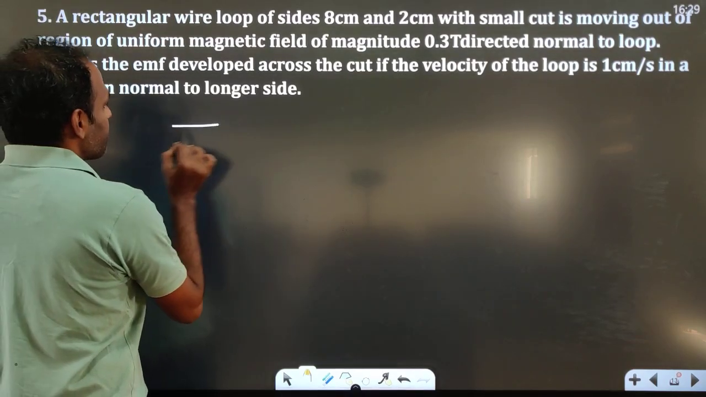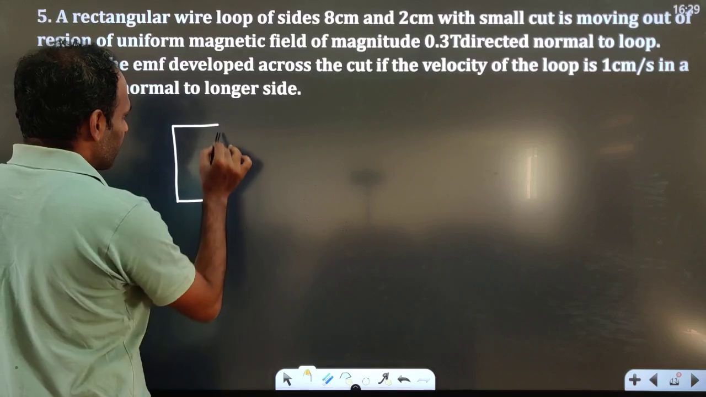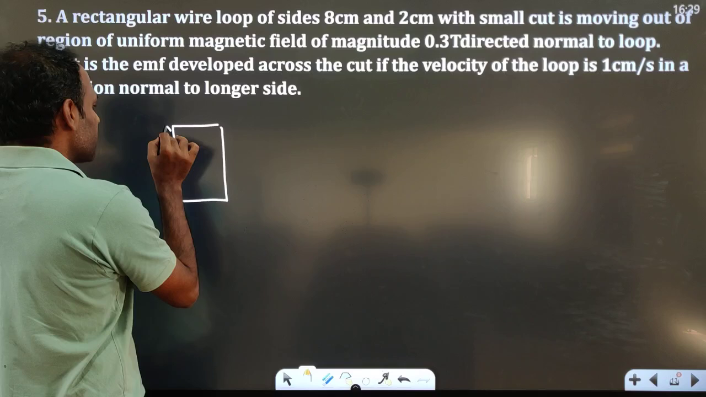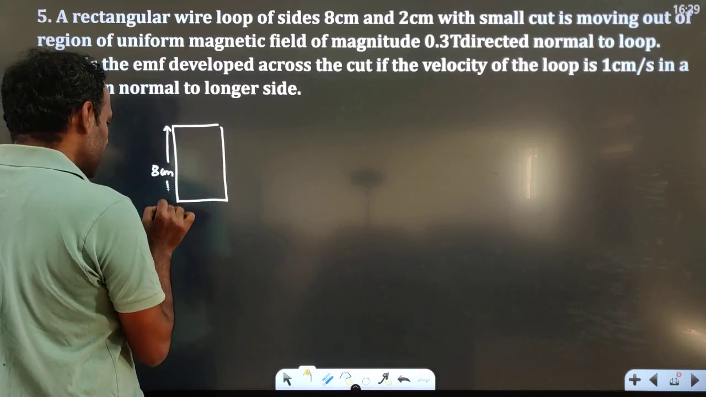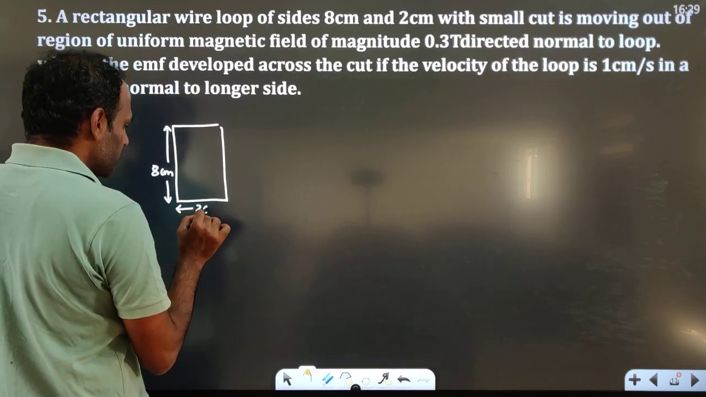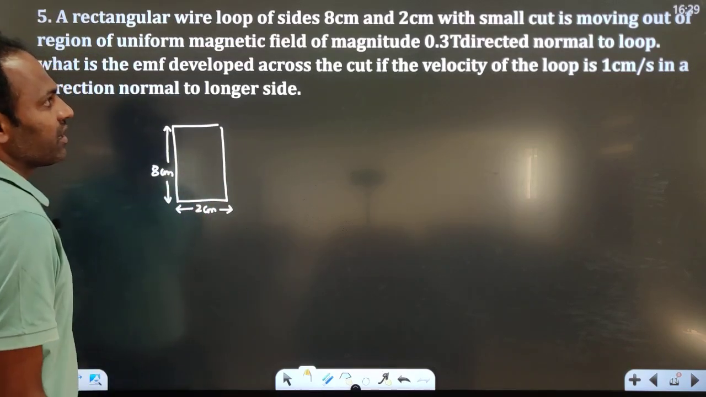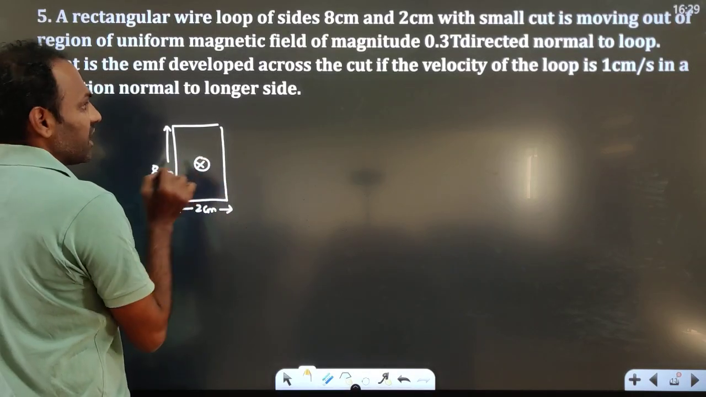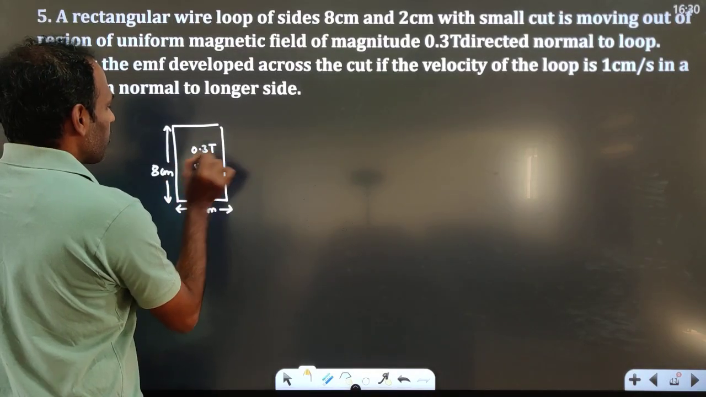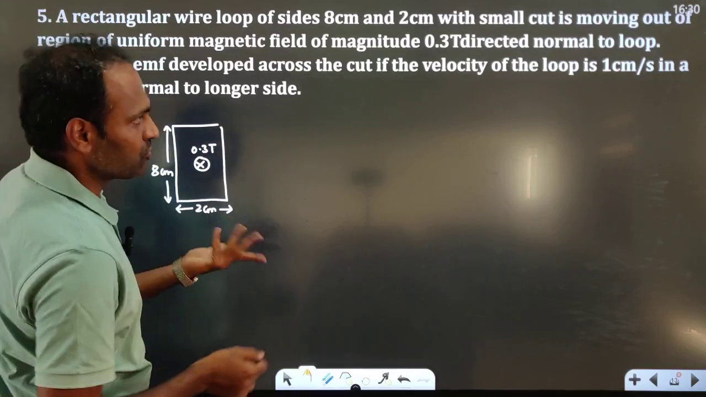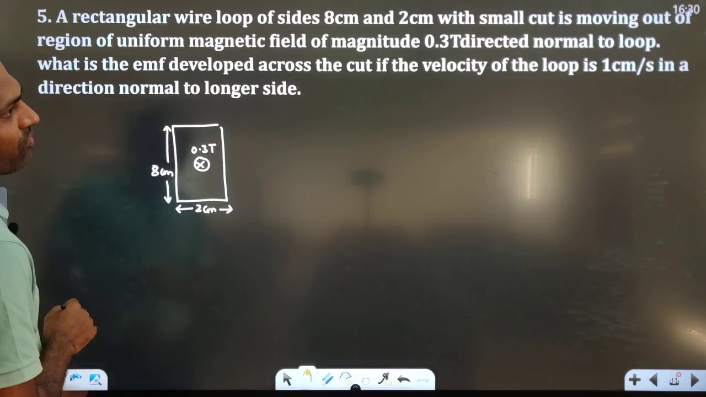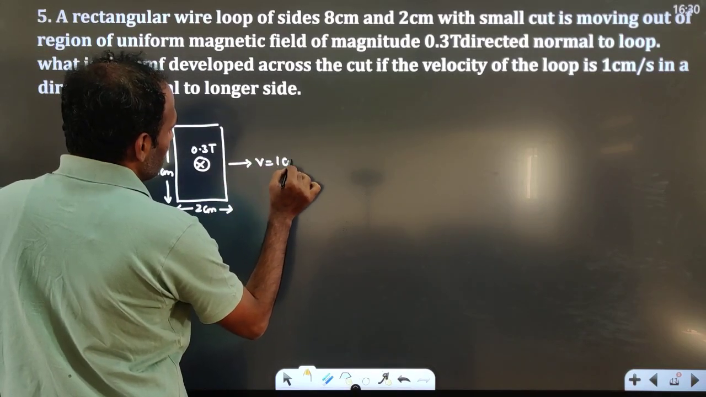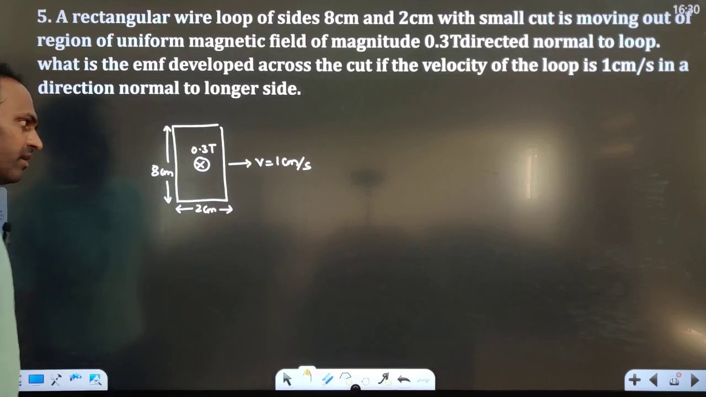See, we are having a rectangular loop and there is a small cut. Here we are having the cut. This side of the loop is 8 cm and this side of the loop is 2 cm, right? Magnetic field is directed normal to the loop. For example, let me say the magnetic field is in this direction. It is 0.3 Tesla, normal to the loop, perpendicular to the loop. And this is moving with a velocity of 1 cm per second. Okay, the coil is moving with a velocity of 1 cm per second. Well, this much is given.